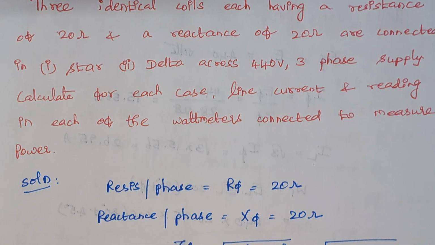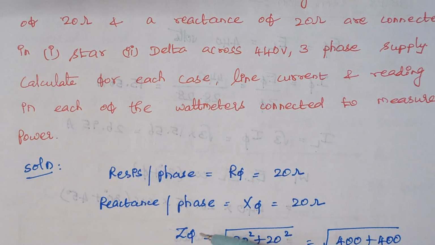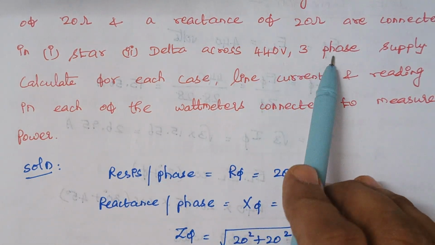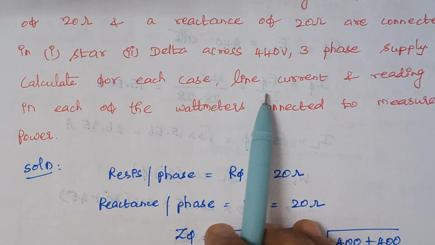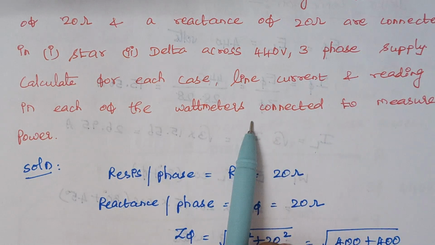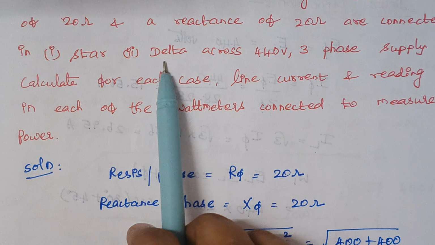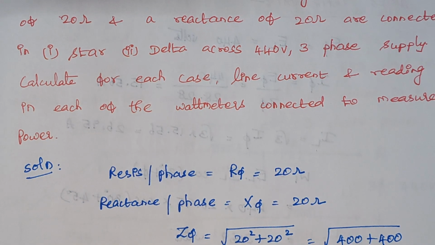So here, what are all the given data? The resistance per phase and reactance per phase are given, and it is a three-phase 440 volt supply. We need to calculate the line current and the readings of the wattmeters when connected in star, and the second connection is delta. First we list out the given data.